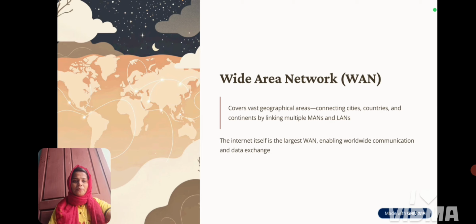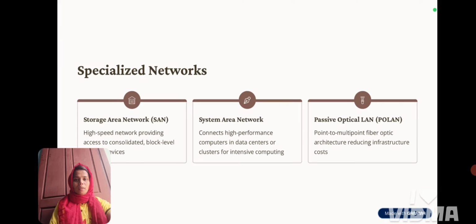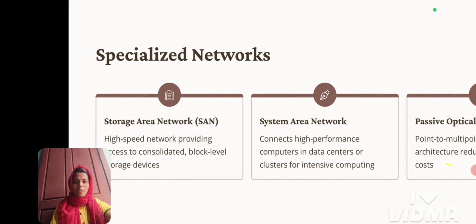It is also a hybrid network, which means we are using the MAN, LAN, everything at one point. So this is called a wide area network. It covers the entire world. The Internet itself is a large network enabling worldwide communication and data exchange. Some specialized networks are also available, like storage area network, system area network, and passive optical LAN. Basically we will learn only about LAN, MAN and WAN, but these are also included in computer networks.